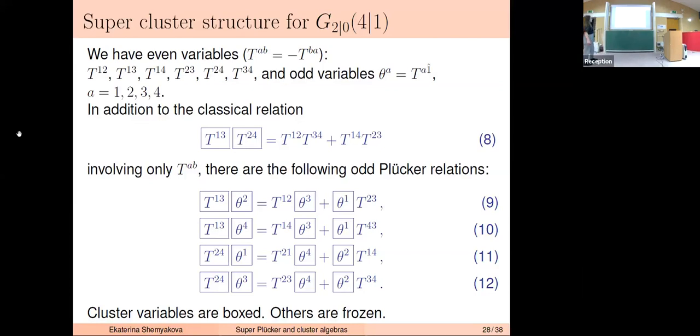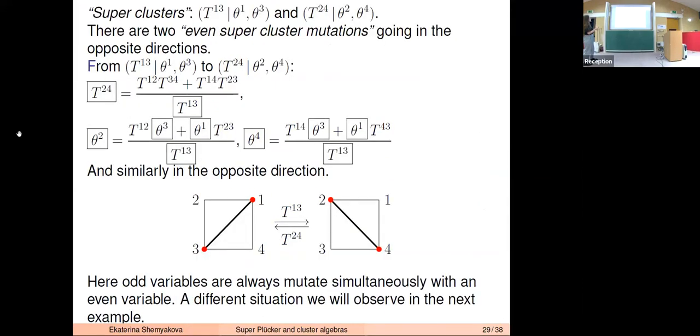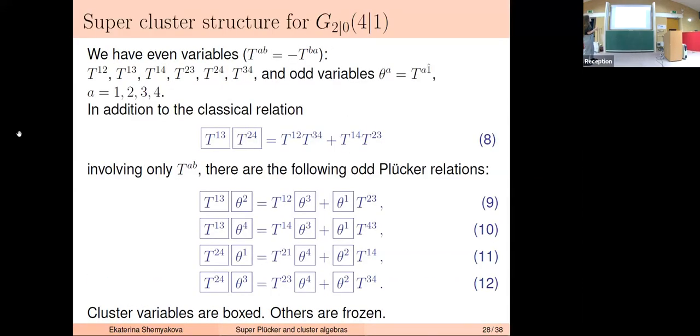Okay, all right. Let me just show you the picture. What do we have here? This one is about relations. We have 2|0 planes in 4|1 space. The relations which we have for them are these ones. Everything else was for them.